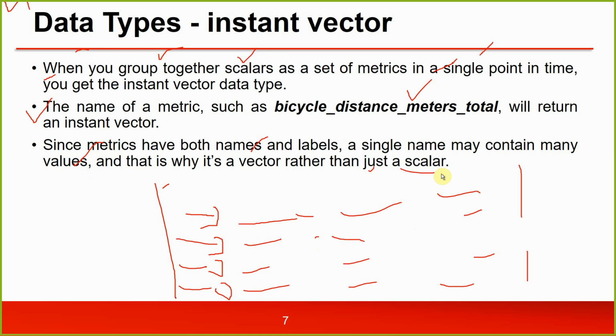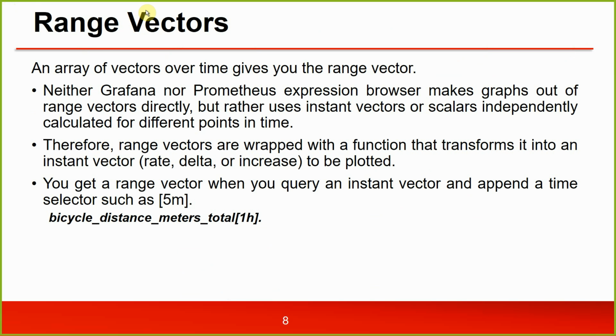Because if we are talking about multiple bicycles, whenever we have multiple values, exactly, it is a vector. So the answer is here also: since metrics have both name and labels, a single name may contain many values, and that's why it is a vector rather than just a scalar. Scalar means atomic in nature, a single value.